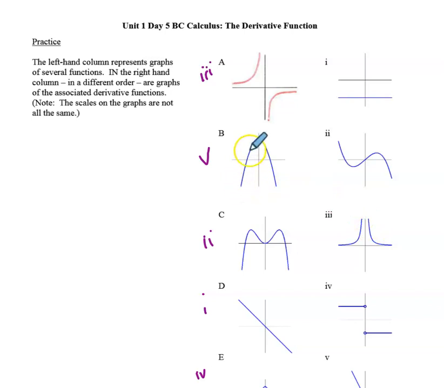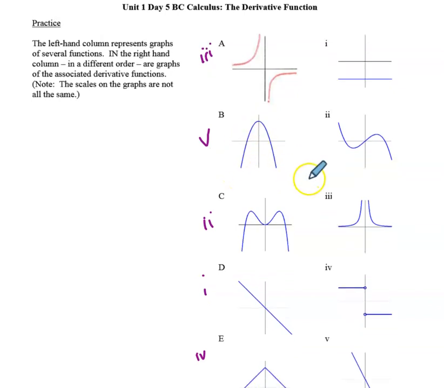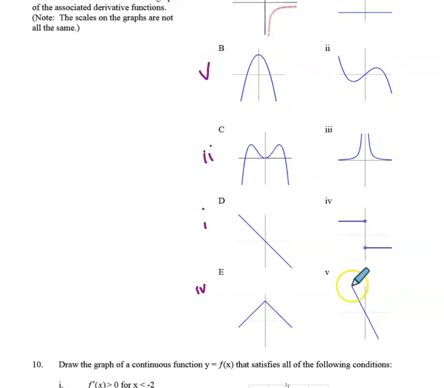In B, we have a concave down function everywhere, so the derivative must be decreasing everywhere. And the function goes from increasing to decreasing, so the derivative needs to go from positive to negative. That matches 5. We have a decreasing derivative that goes from positive to negative. C is going to match number 2.